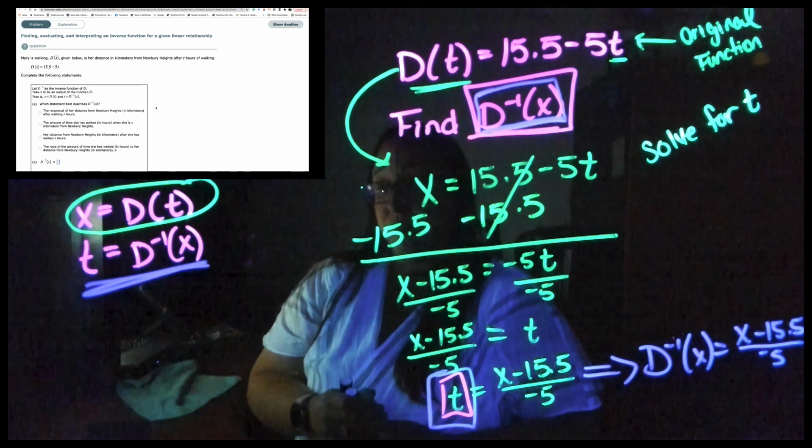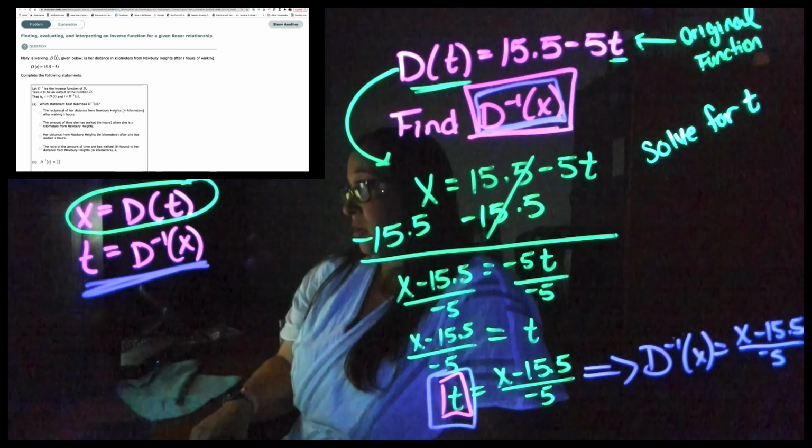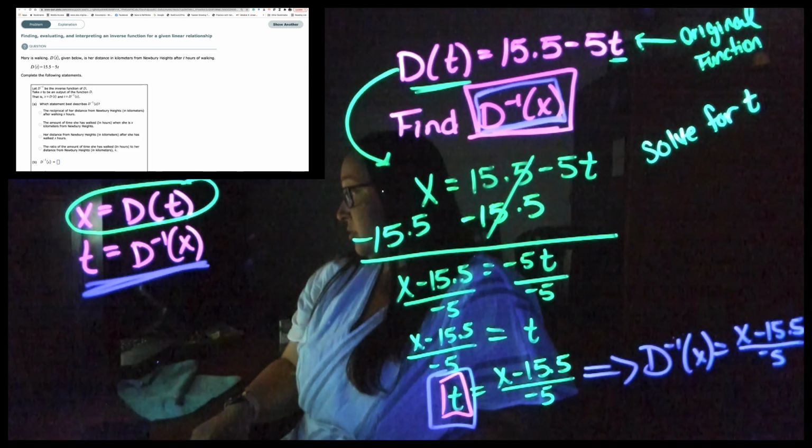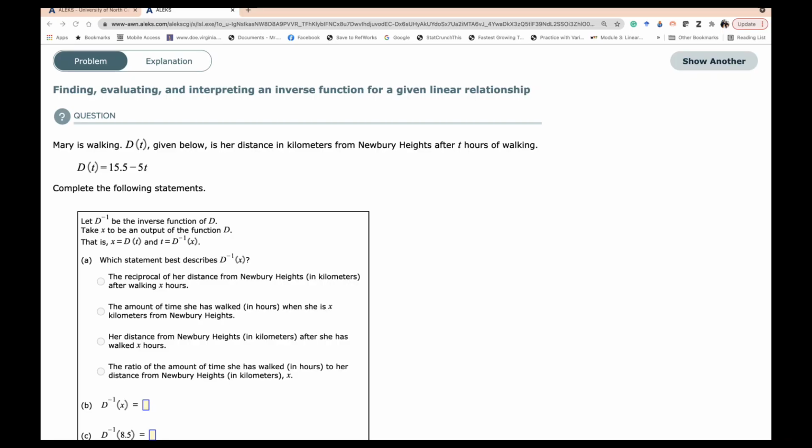The other part of my problem is asking me, and let me zoom in, and you can pause the video here if you need to. So let me switch here for a second. It's asking which statement best describes the inverse function of d of x.